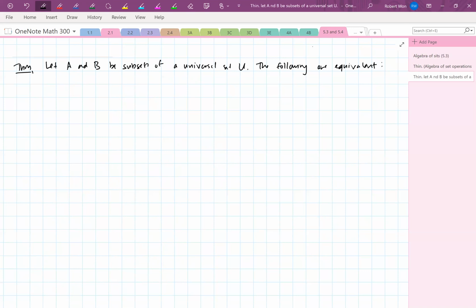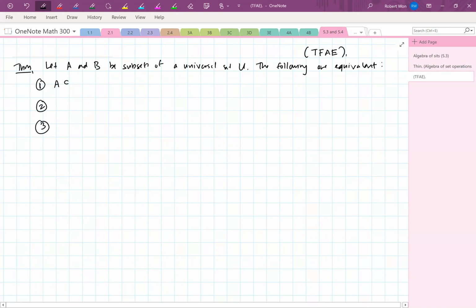Okay, often abbreviated TFAE. So if you're in a math class and someone says TFAE or writes TFAE on the board, they mean the following are equivalent. And then they're going to list some things. So we're going to list 3 things. A is a subset of B. A intersect B complement is the empty set. A complement union B is the universal set.